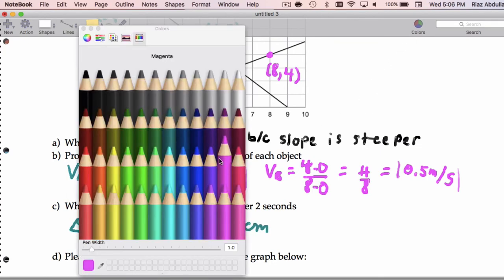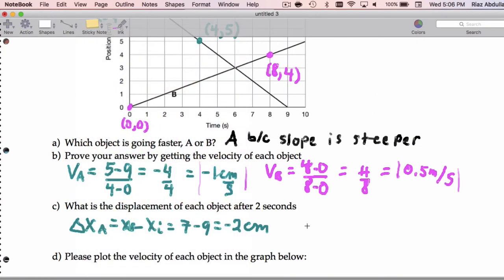Similarly for object B, we'll do a calculation. So the displacement of B is going to be its x final minus its x initial. So it started here, and at 2 seconds it's here. So it's at the 1 coordinate. So that'll be 1 minus 0, and that's just 1 centimeter.